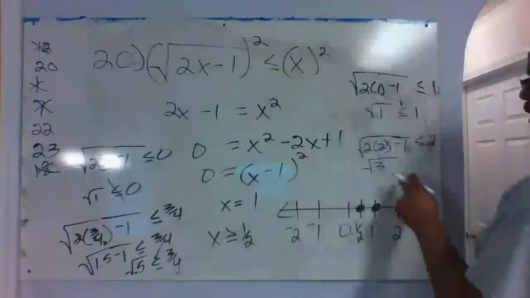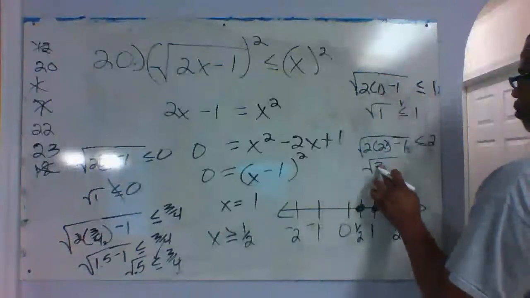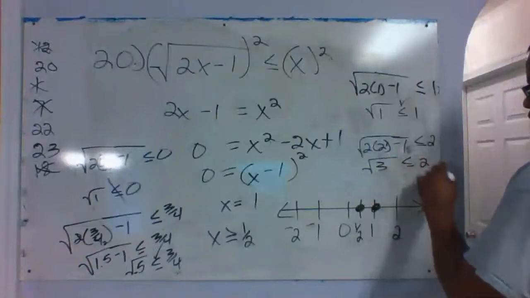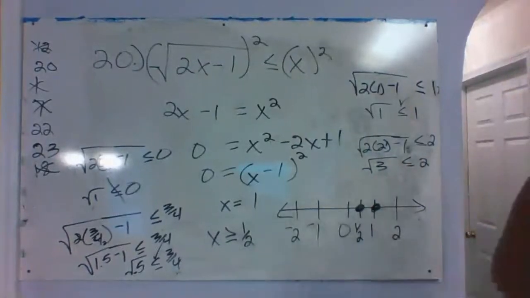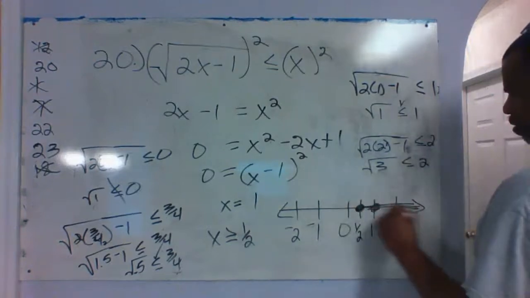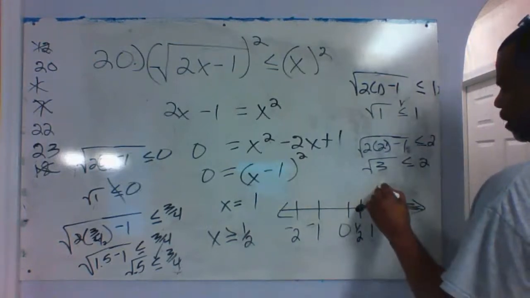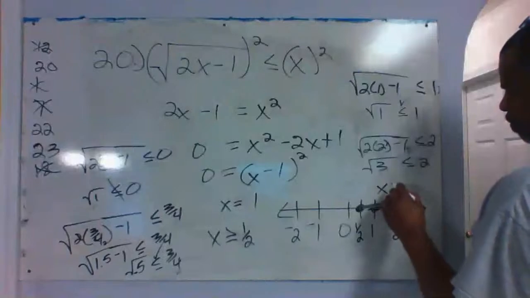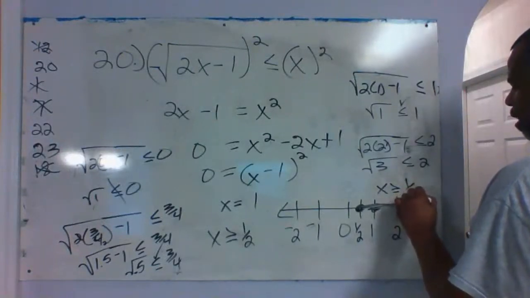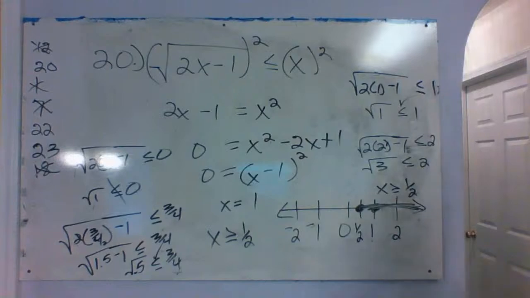So I put 1 here, then I put 4 here. Oh, so that'll be 3, and that's the square root of 2. So that'll be 4. That's 1. So the answer should be all of this. That means x is going to be greater than or equal to 1.5 or 0.5. So that's the answer.